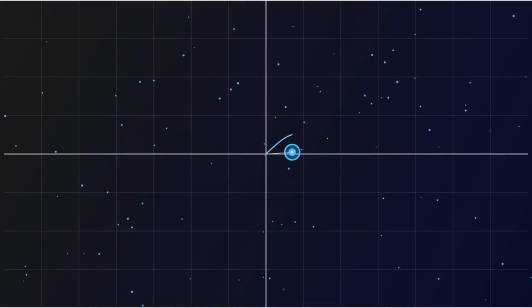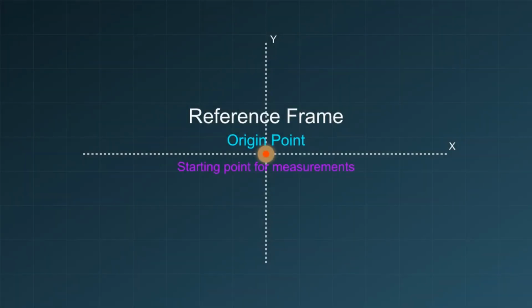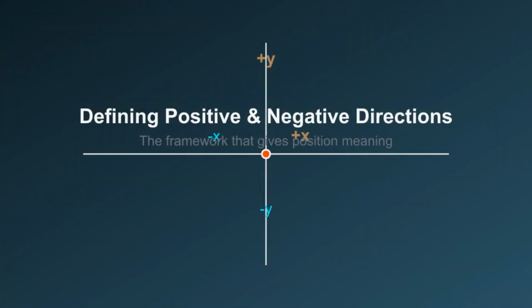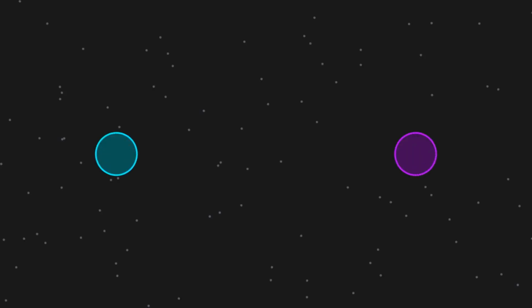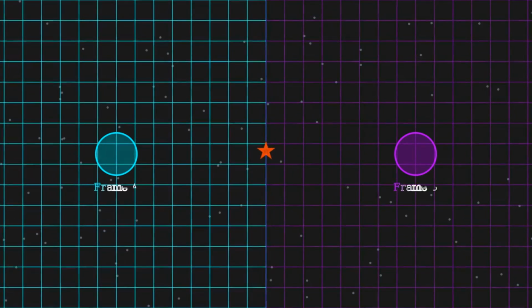Before we can measure any displacement, we need to establish a coordinate system. This is our reference frame for describing motion. We choose an origin, a starting point for our measurements. We define positive and negative directions. Without this framework, position and displacement have no meaning. Different observers can choose different reference frames, but once chosen, all measurements must be consistent with that frame.